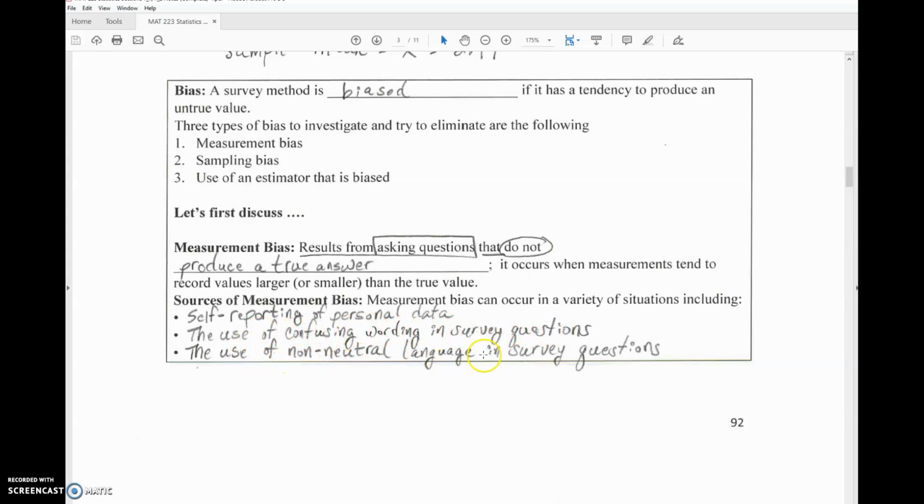The use of non-neutral language in survey questions. Language that might lead survey respondents to produce a certain answer, which is not what we're supposed to do in surveys. Okay, so those are all measurement bias. Sampling bias, by the way, just means bad samples. So think sampling bias, the sample's bad, it doesn't represent the population. Measurement bias, we have bad questions that don't produce a true answer.